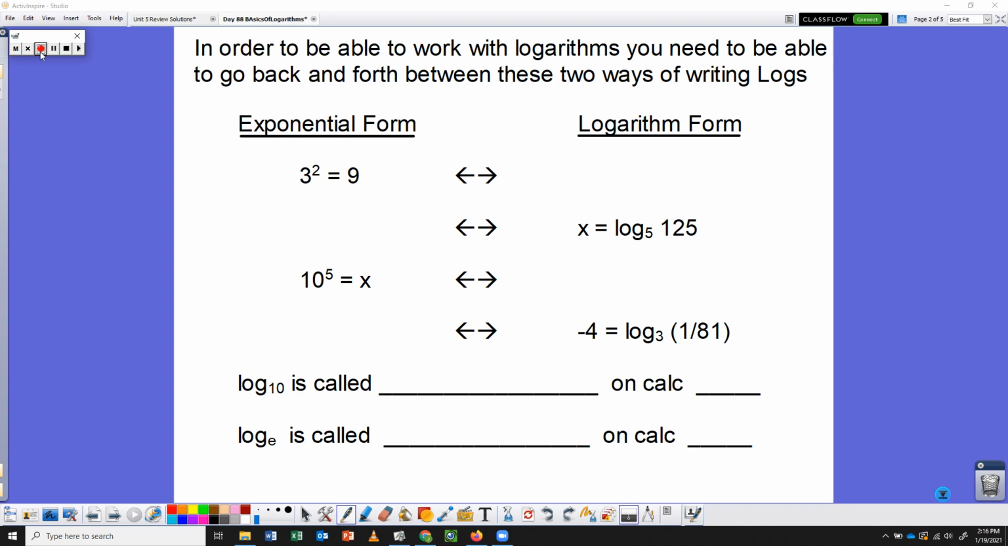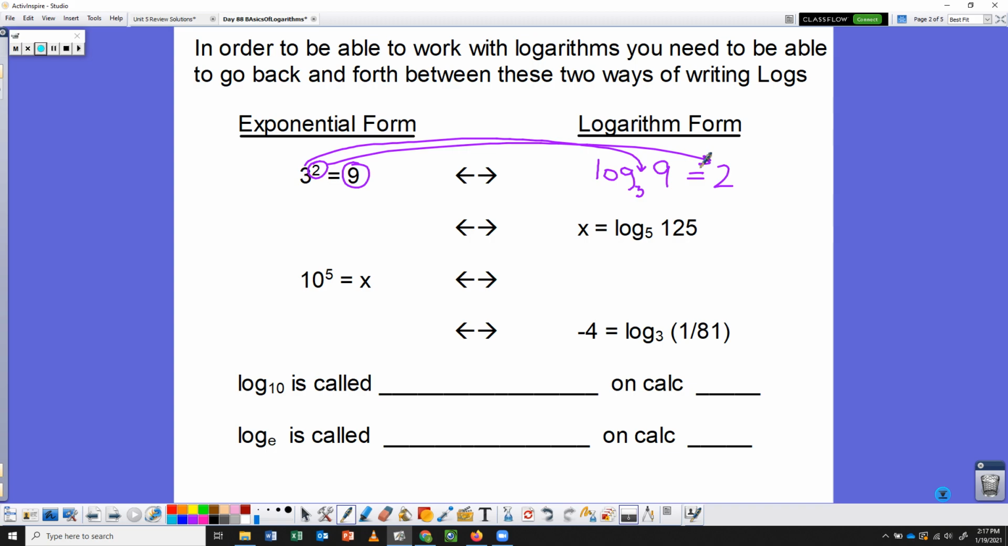So the first one is 3 squared is 9, which I think we'll all agree is true. That's an exponential form. If you want to write that as a logarithm, you would put the base of the exponent as the base of your logarithm. So log base 3. The answer to the problem goes next to your log. So that would be log base 3 of 9. And the exponent in this would become the thing that goes on the other side of the equation. So in log form, the thing that's on the other side is always the exponent from the exponential form.